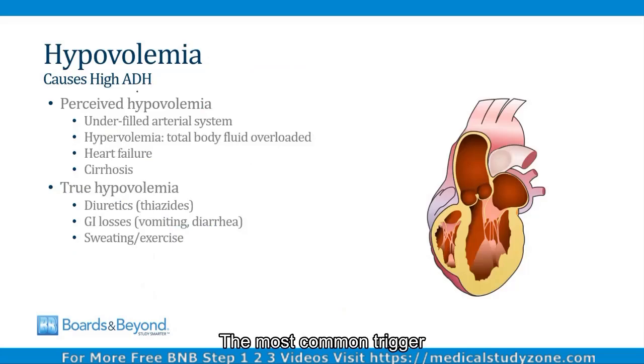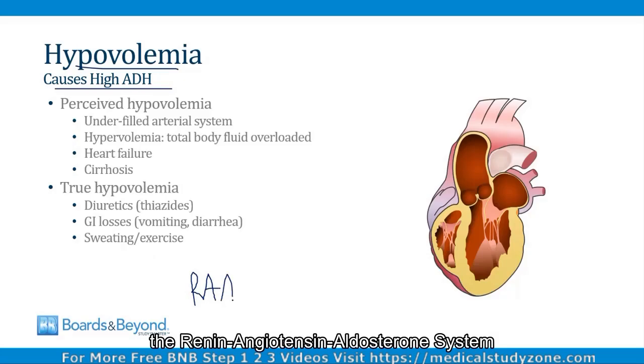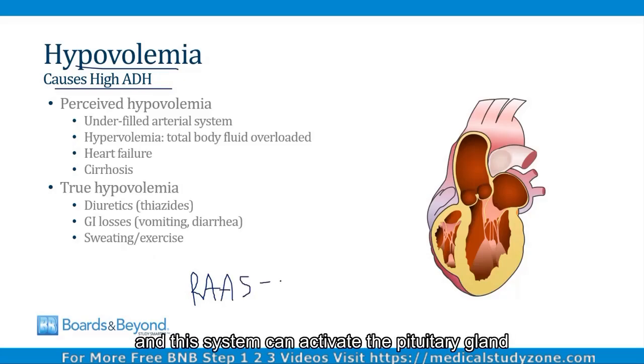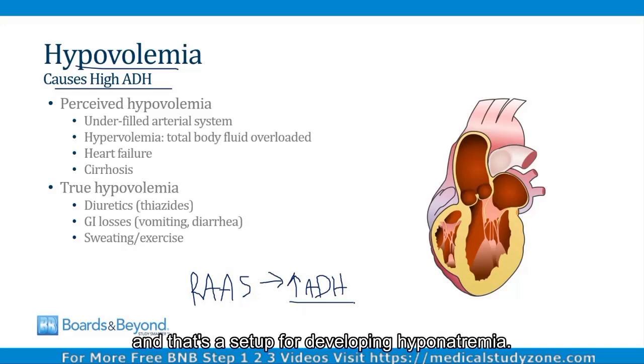The most common trigger for high levels of ADH is hypovolemia. If the arterial system is underfilled, that will activate the renin-angiotensin-aldosterone system, and this system can activate the pituitary gland to increase its release of ADH. So any patient who has hypovolemia is going to have a high level of ADH, and that's a setup for developing hyponatremia.